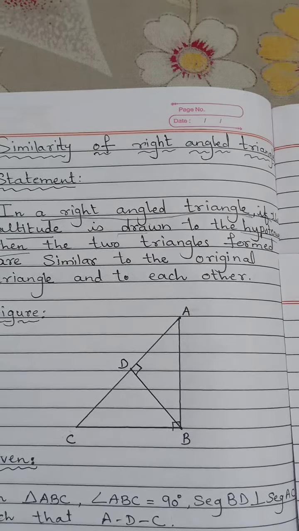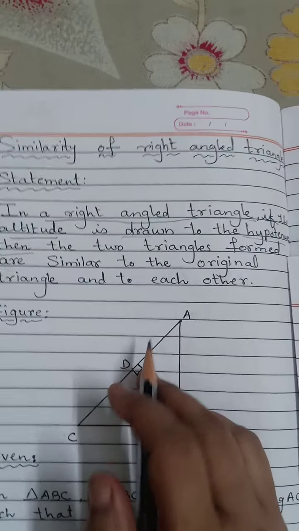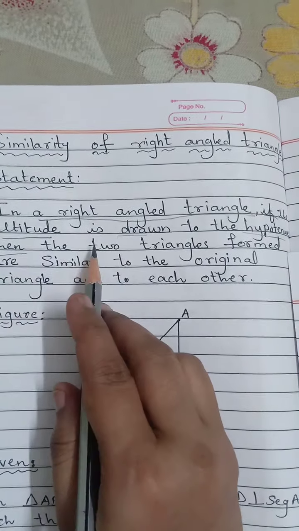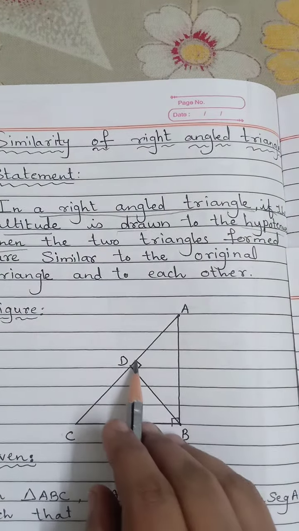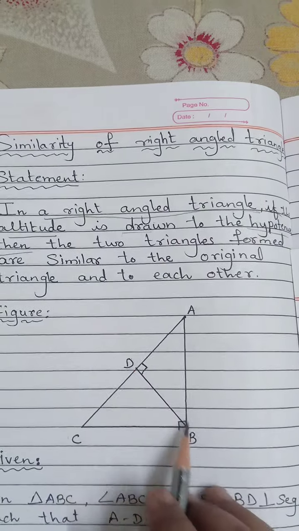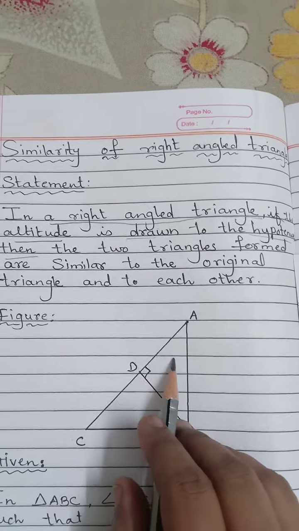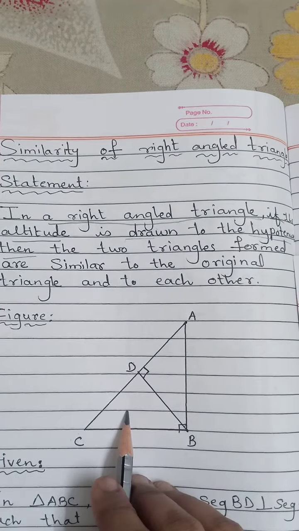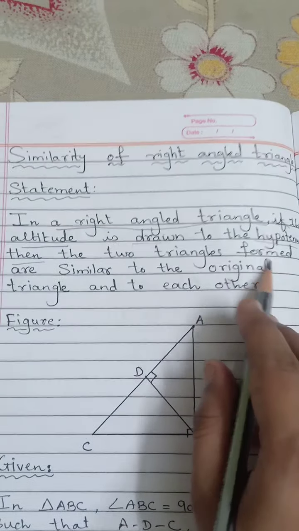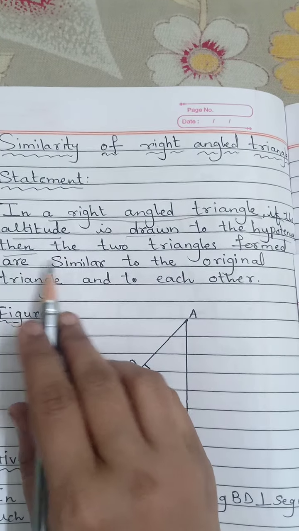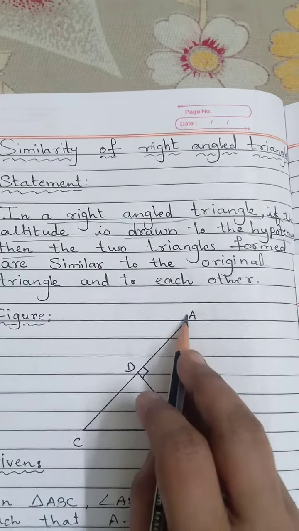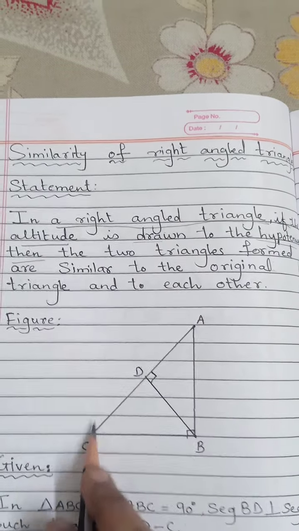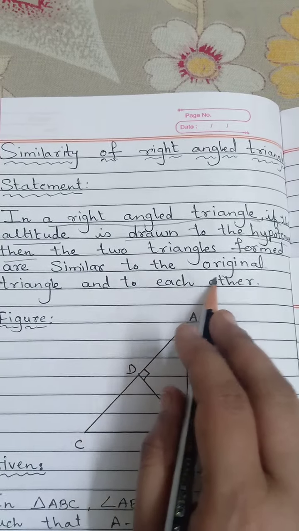Now for writing this proof, we have to use the statement after that. The two triangles formed. Because of this altitude, that is BD, two small triangles are formed. So these two triangles form, we have to prove that they are similar to the original triangle. The original triangle was ABC.